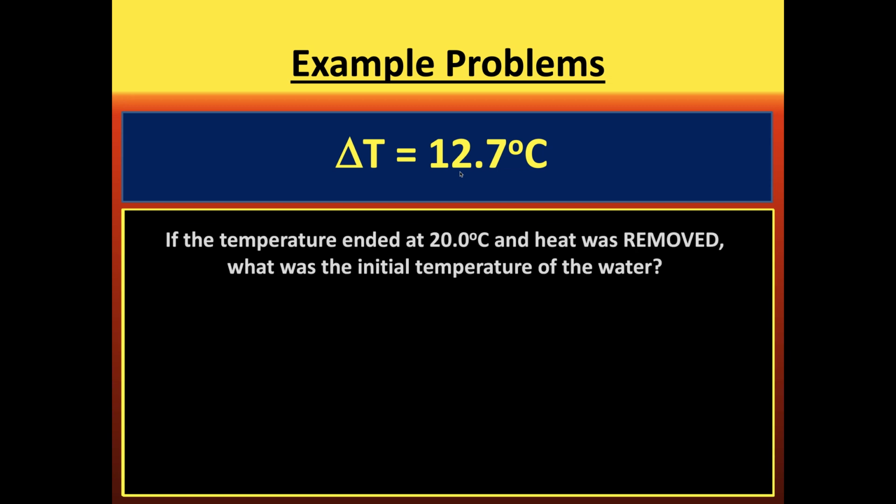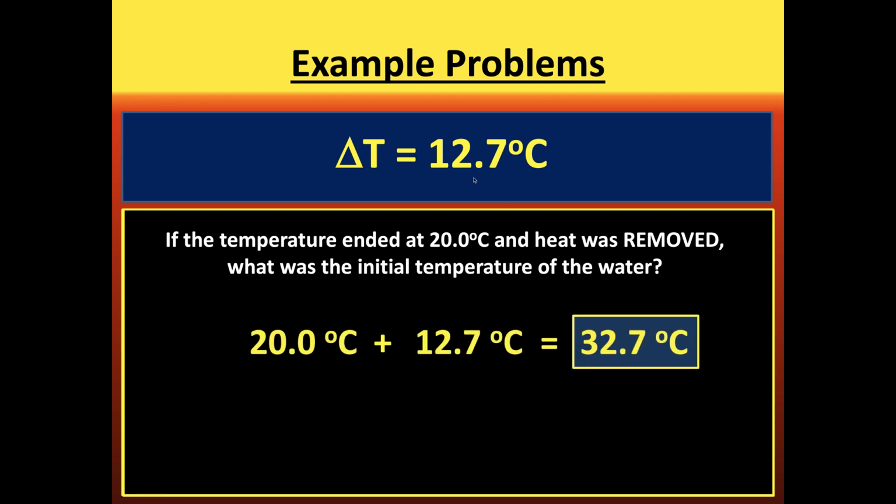If it says we ended at 20 degrees Celsius by removing heat, that means our original temperature was higher because it ended at 20 by removing heat. So originally the temperature was higher. How much higher? Well, in this case, 12.7 degrees higher. So we add them to get our starting temperature of the water.